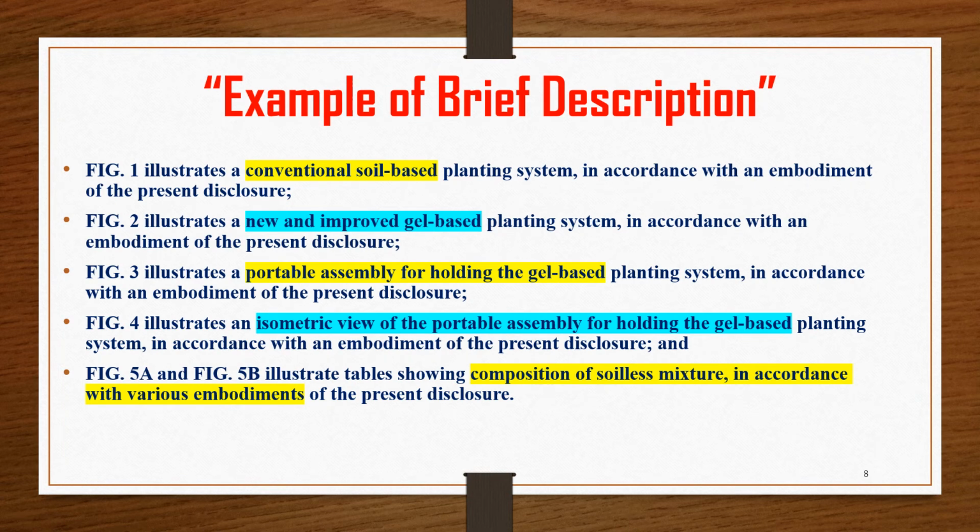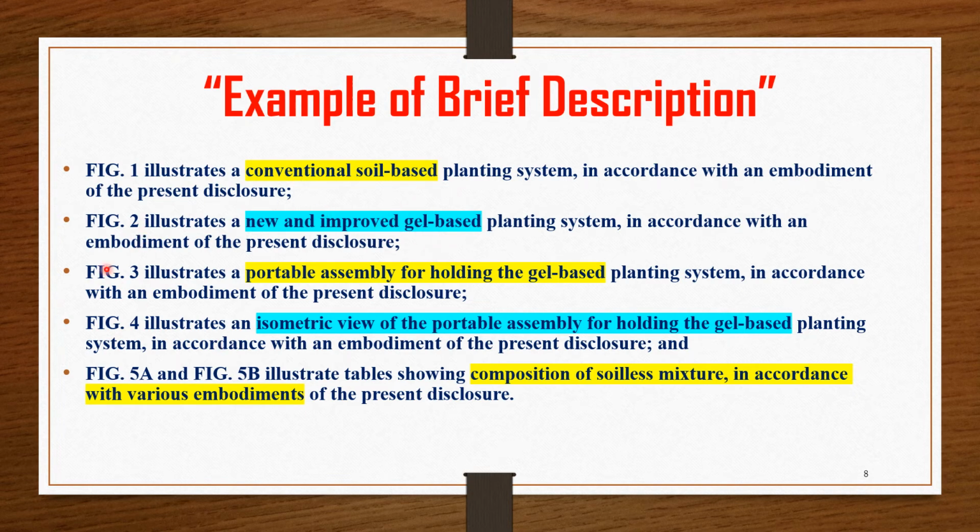Now, example of brief description. Okay, let us proceed. Figure 1 illustrates a conventional soil-based planting system in accordance with an embodiment of the present disclosure. Okay, that means this is for figure 1. Just see how the thing is changed from second figure onwards. That means the description for the second figure onwards. That's why actually I have given the yellow background or the blue background just to differentiate.